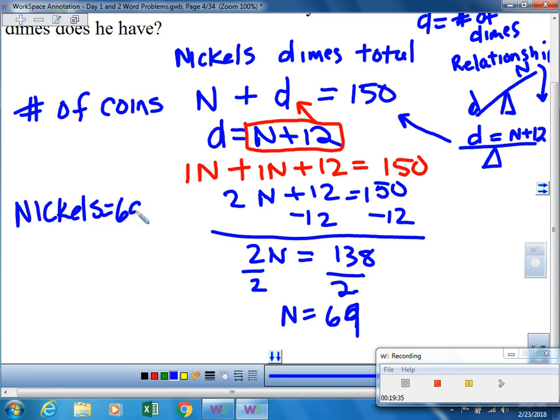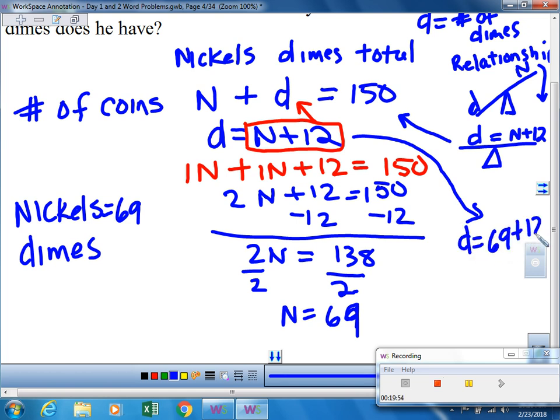Okay, so I know the number of nickels, so now I got to find the number of dimes. So all I'm going to do is take an equation. This is probably easier to substitute into than the top. So my dimes equals 69 plus 12. So my dimes is going to equal 81.